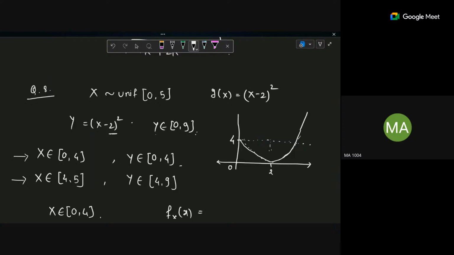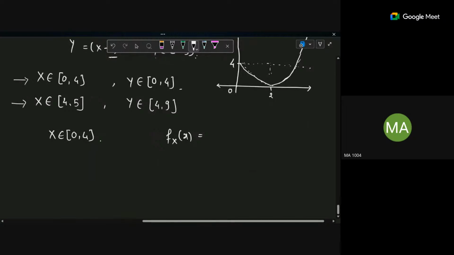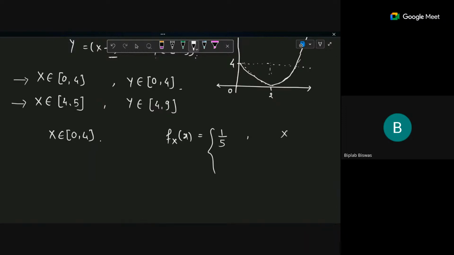What is f x of x? X is a uniform distribution, so the PDF will be 1 by 5. Did we write the x value correctly? The vertex is at 2, so this side 2, that side 2, 0 to 4. That's just a scaling part. I got confused because 0 to 2 is 2, and after that 2 is taking it till 4, and 4 to 5 is taking it to 4 to 9. Yeah, correct.